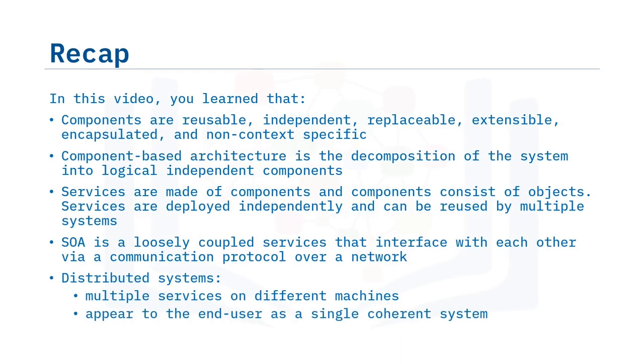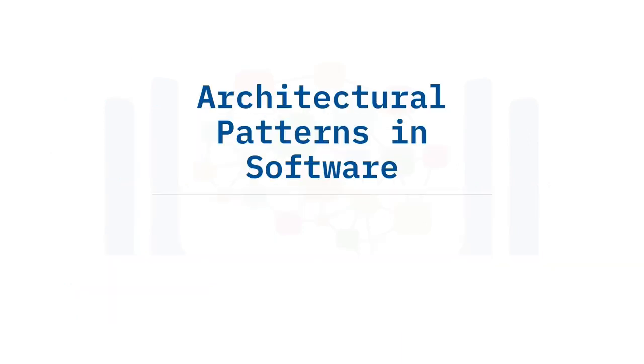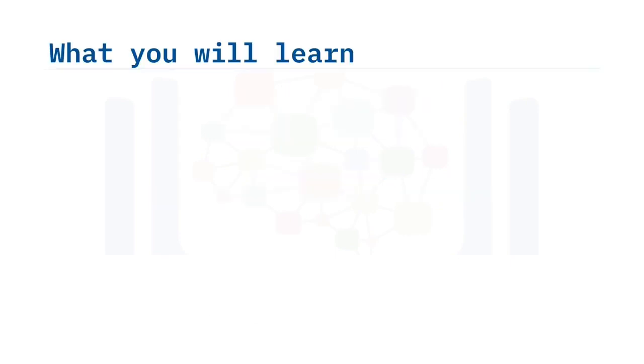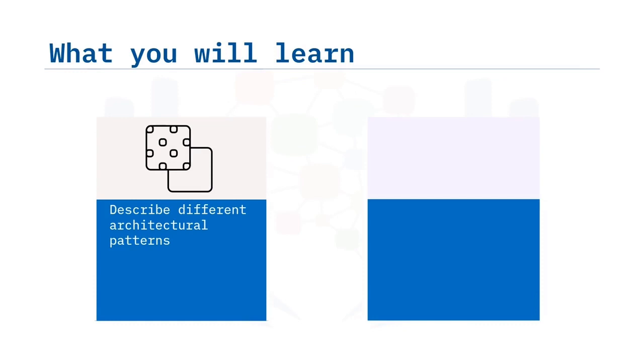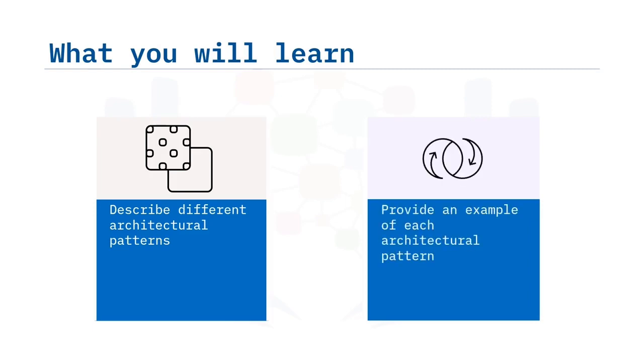Welcome to Architectural Patterns in Software. After watching this video, you will be able to describe different software architectures, such as 2-tier, 3-tier, peer-to-peer, event-driven, and microservices, and provide an example of each architectural pattern.